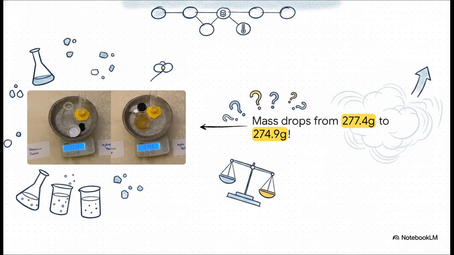We start by combining potassium iodide and hydrogen peroxide inside a flask, and that flask is sitting right on a digital scale. Initially, the scale reads 277.4 grams. But once that reaction gets going, the mass literally drops to 274.9 grams. We have seemingly just lost exactly 2.5 grams of matter. But matter doesn't just vanish into thin air. Or does it? Actually, this sudden drop in mass is our very first major clue.